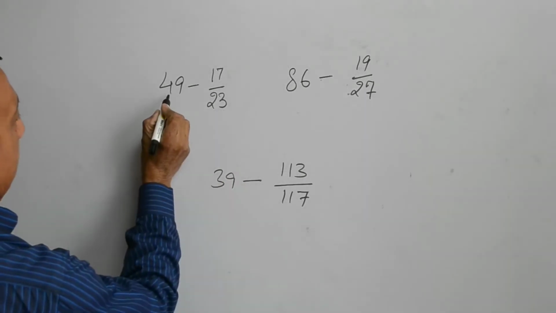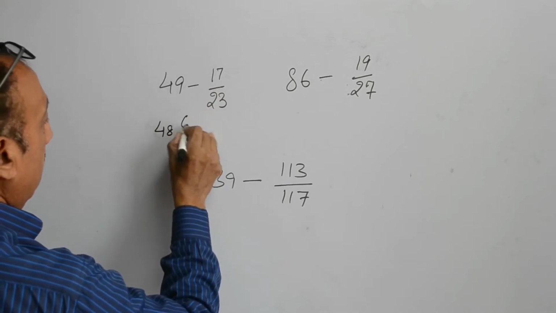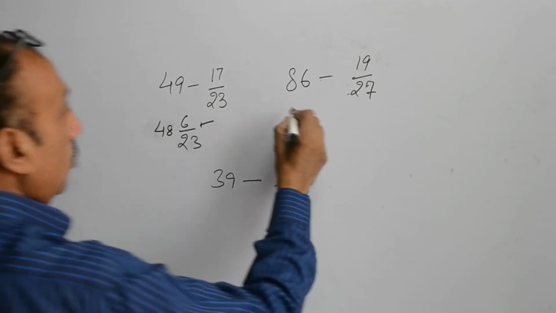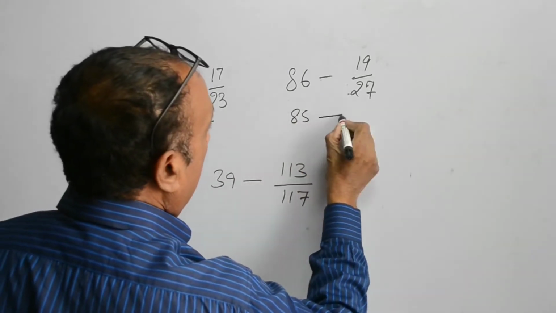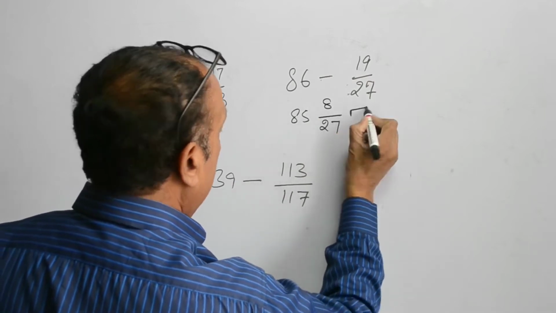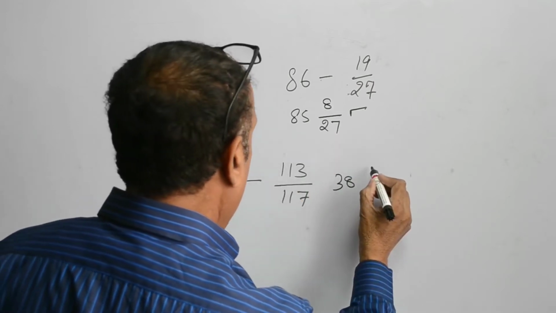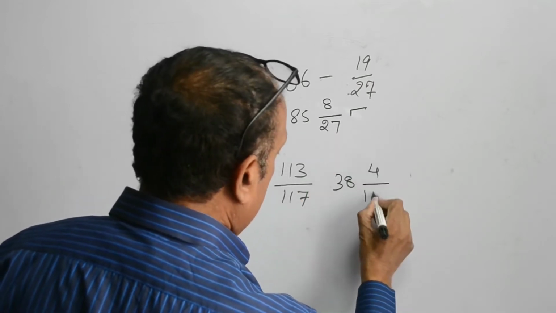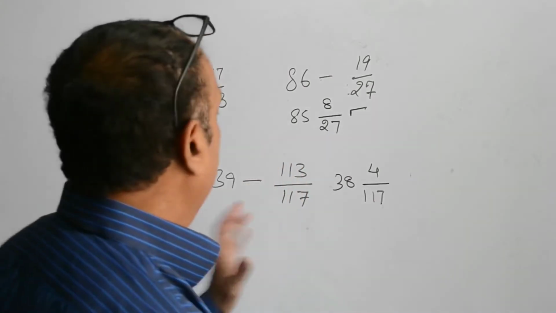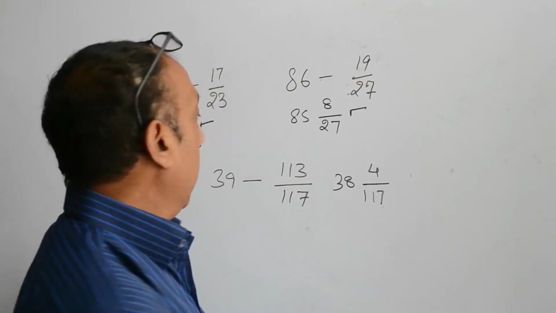So 1 less than 49 is 48. 23 minus 17 is 6 upon 23. That is the answer of this subtraction. So 85. 27 minus 19 is 8 upon 27, which is the answer. So 38. This minus this is 4 upon 117. So with the help of this technique, we can find out the subtraction of such problems very fast and very easily.